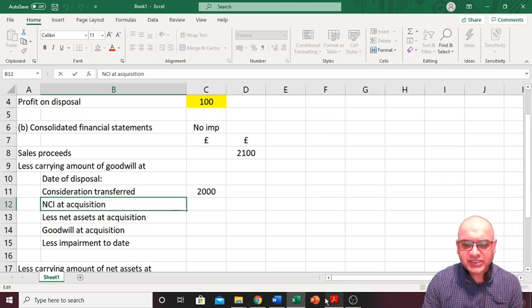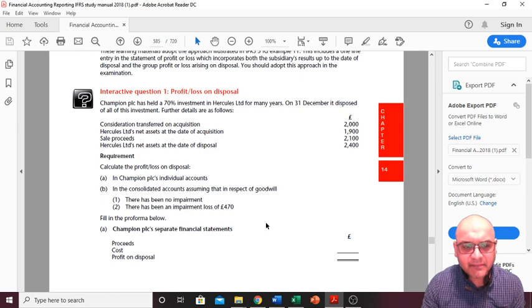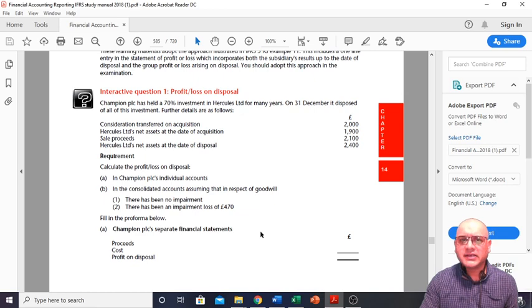Now, does the question say what kind of method the company is following? Yeah, the question is silent. It doesn't necessarily say whether it is a full goodwill method or a proportion of net assets method. So it's safe to assume in this case, because the fair value of NCIs is not given, we will be using the net asset method.